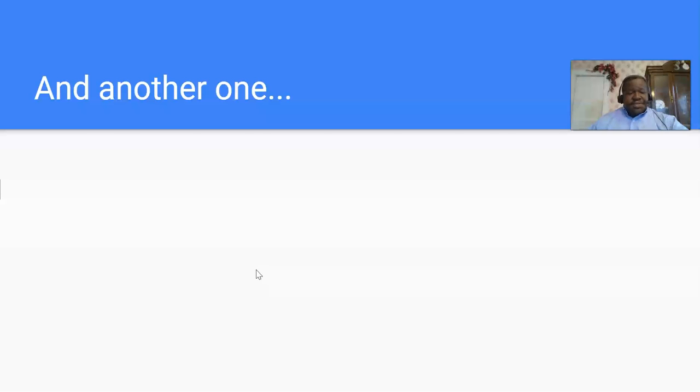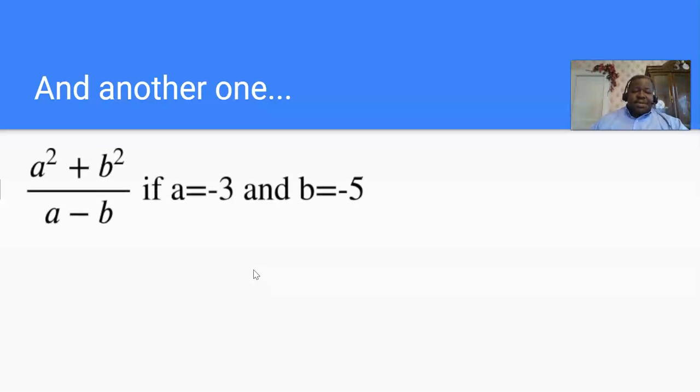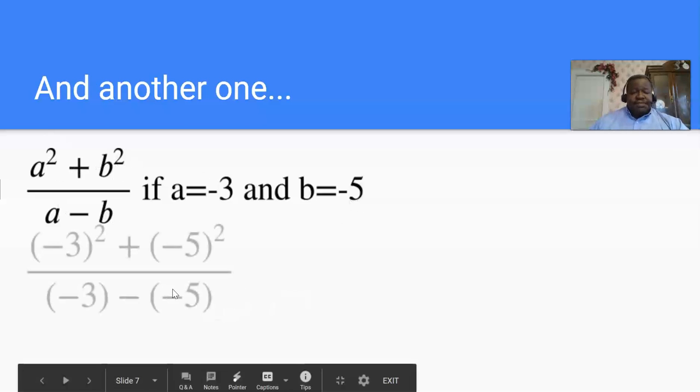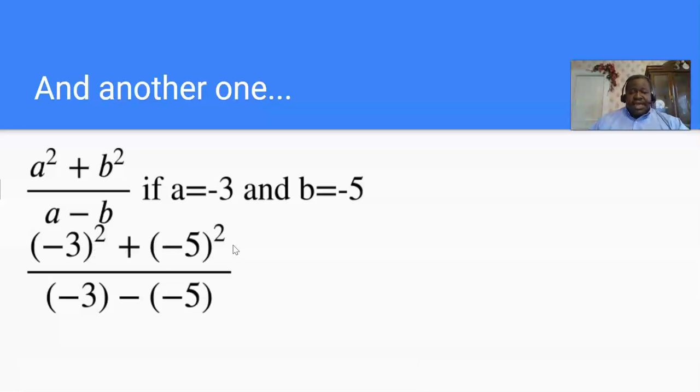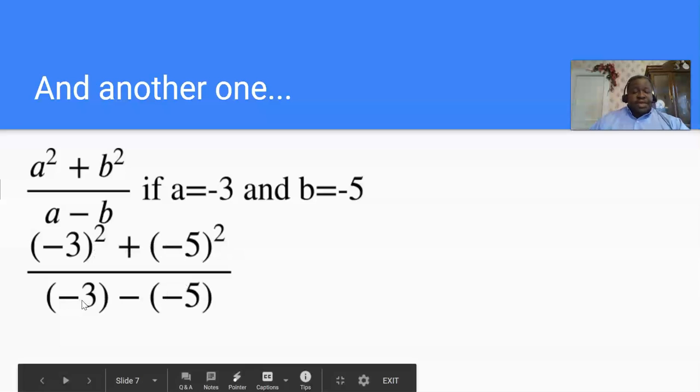All right, so a squared plus b squared divided by a minus b, if a equals negative 3 and b equals negative 5. We're going to put the negative 3's in parentheses for a, and the negative 5's in parentheses for b. So we get negative 3 squared plus quantity negative 5 squared over negative 3 in parentheses minus negative 5. Well, these two negatives here are going to cancel each other out, so you have negative 3 plus 5 in the denominator.